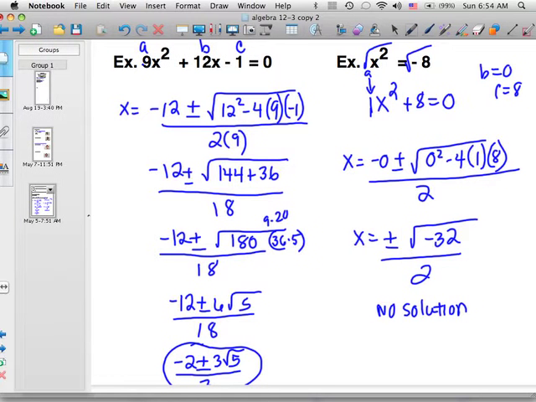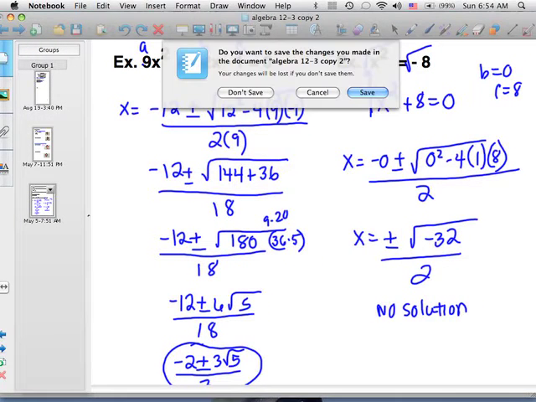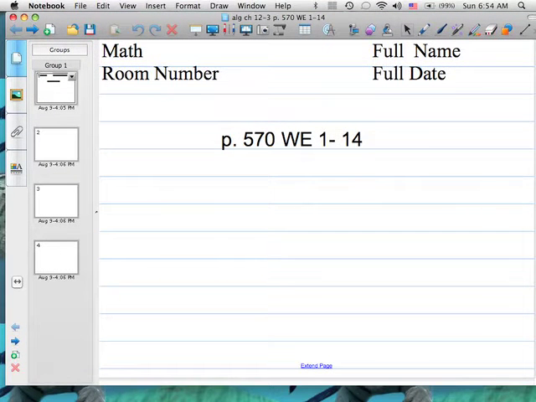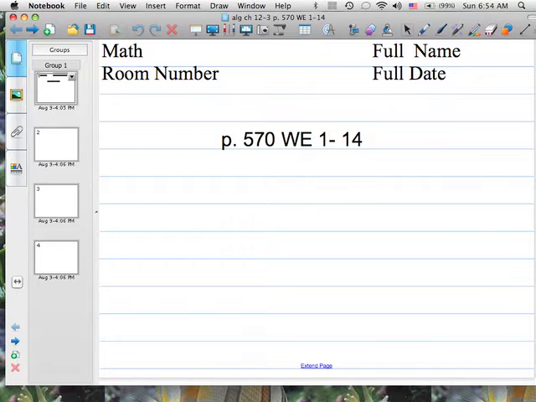Okay, we're ready to do the evens, and you'll have enough practice so you'll catch on to the formula. So we're on page 570, and we're doing 1 to 14. Actually, it's 569.